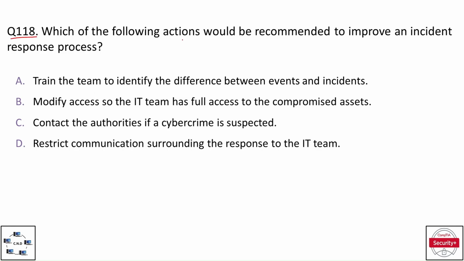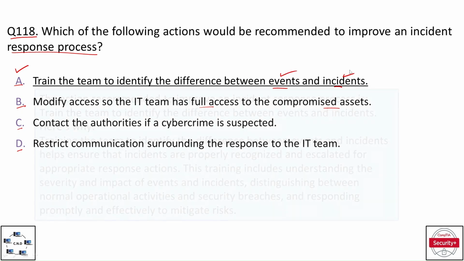Question number 118. Which of the following actions would be recommended to improve an incident response process? The options are option A, train the teams to identify the difference between events and incidents. Option B, modify access so the IT team has full access to the compromised assets. Option C, contact the authorities if a cyber crime is suspected. And option D, restrict communication surrounding the response to the IT team. And the correct option is option A, train the team to identify the difference between events and incidents.